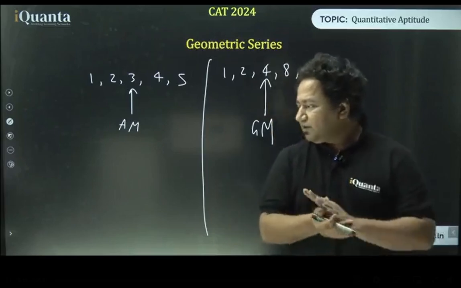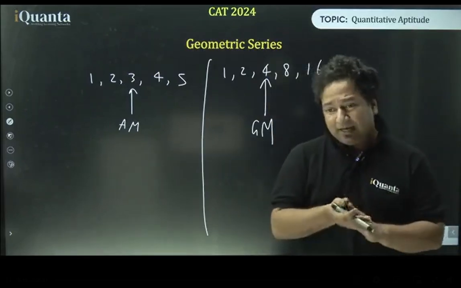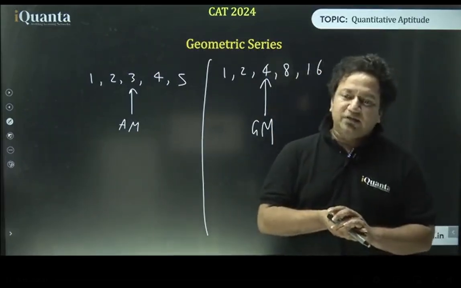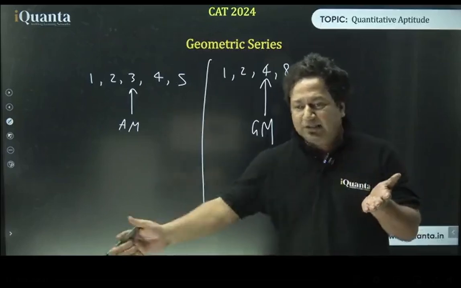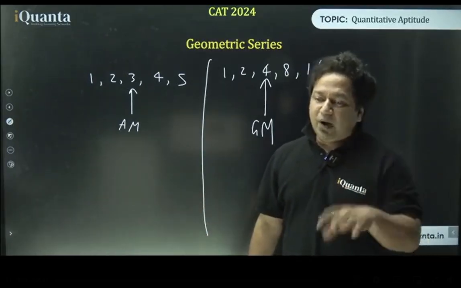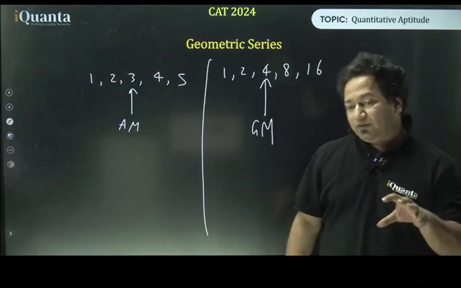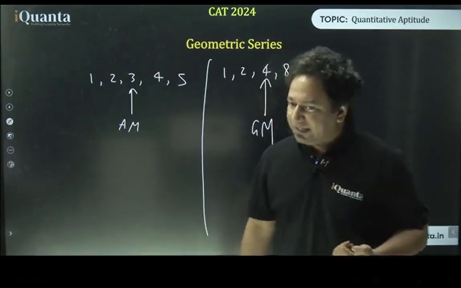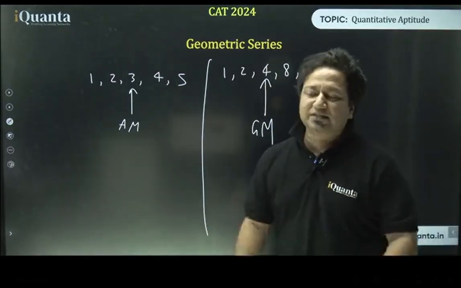So if you go back to my first class in which I was talking about SI and CI, I used this term. If you look at simple interest, all the amounts for these years were forming an arithmetic progression. But in compound interest, the maturity amount was forming a geometric progression, isn't it? That time it looked quite difficult, but now it all makes sense, right?